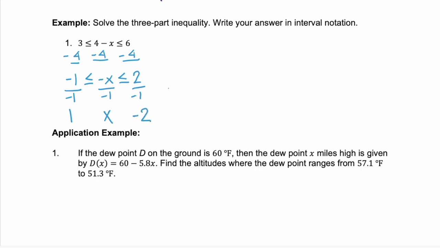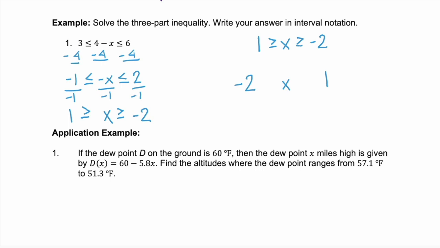And again, when you divide or multiply by a negative, you flip those inequality signs. So it goes from less than or equal to greater than or equal to. So look, our answer is 1 greater than or equal to x greater than or equal to negative 2. So this is saying that x is between 1 and negative 2. But that doesn't make sense because negative 2 is a smaller number. So we need it to be negative 2 on the left and 1 on the right.